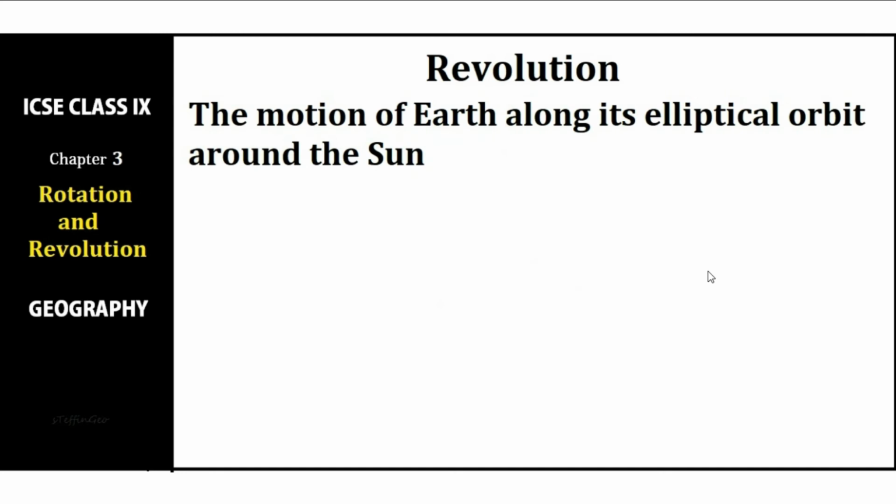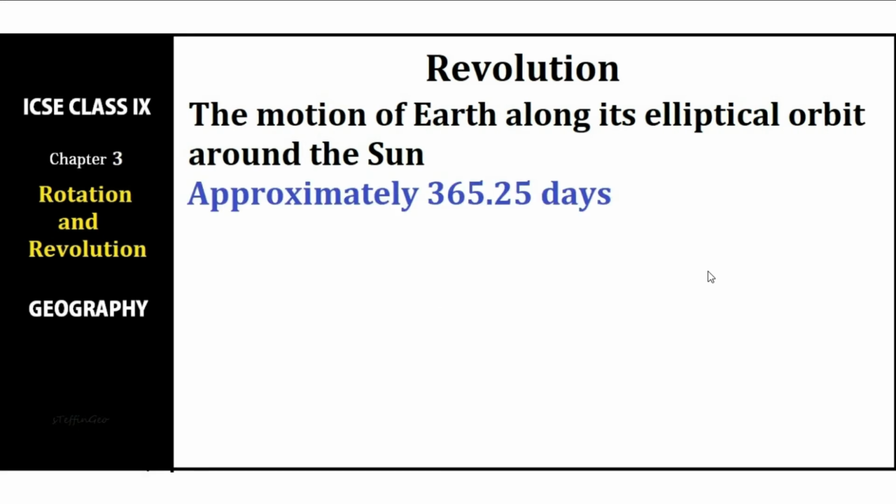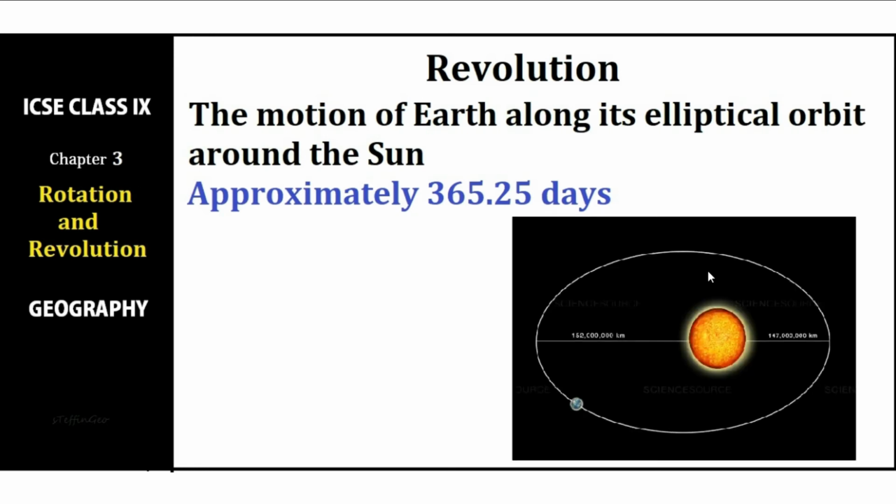Moving on, we have the next topic: revolution. Revolution is the motion of the earth along its elliptical orbit around the sun. The movement of the earth around the sun in an elliptical orbit, and it takes approximately 365 days and 6 hours, or 365.25 days for making one complete revolution.